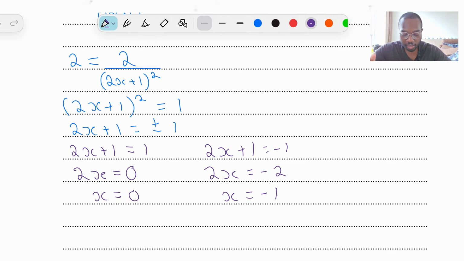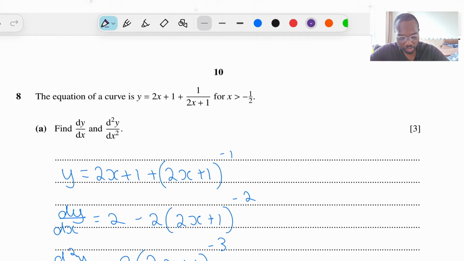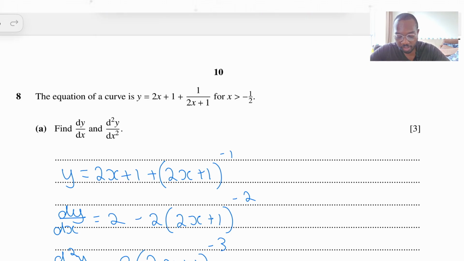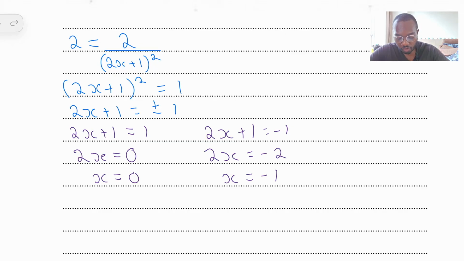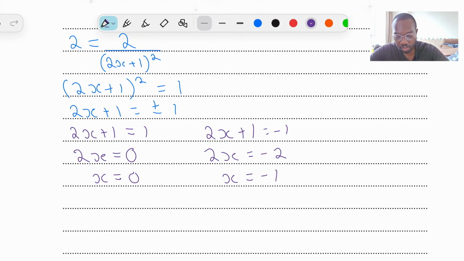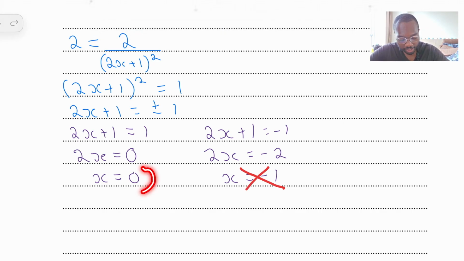So we have both these two conditions here. However, go back to the question. We actually have a domain: x has to be greater than minus a half. Because x has to be greater than minus a half, we can disregard this one here, because minus 1 is not greater than minus a half. So we only consider this value, where x is 0.